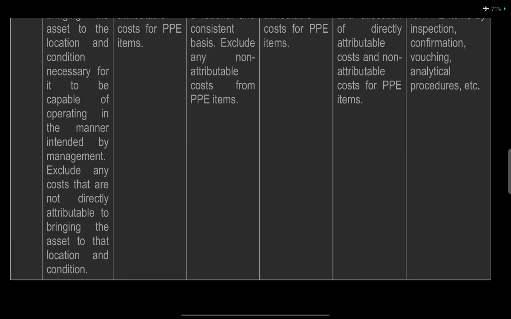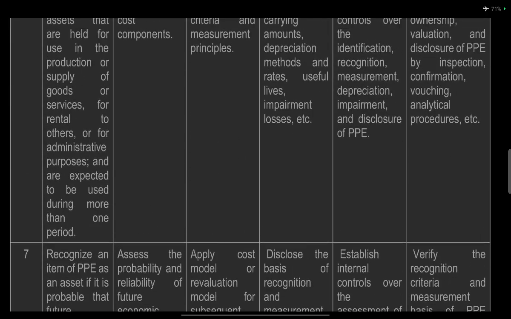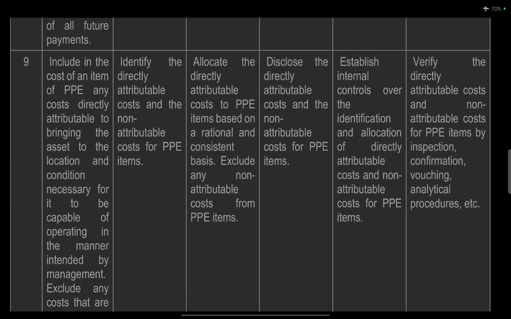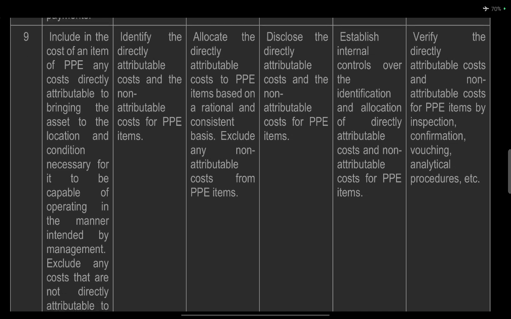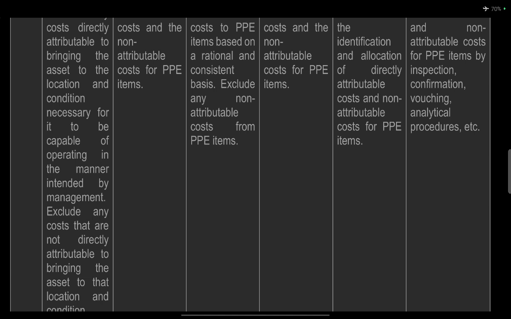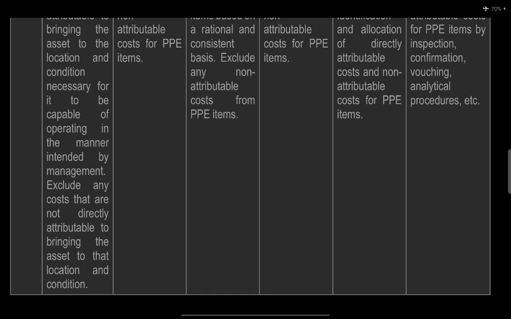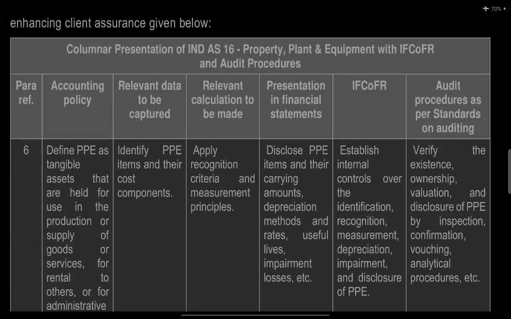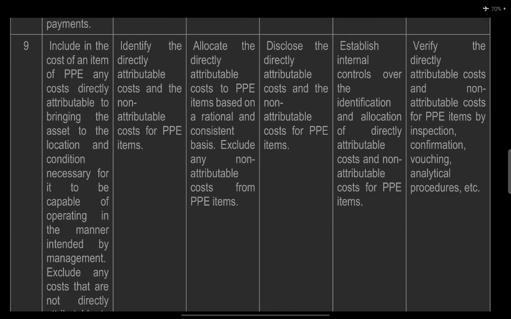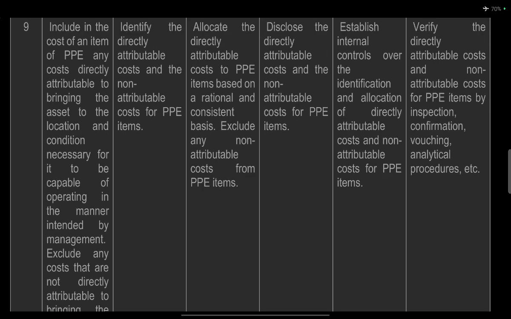Paragraph 9. What does paragraph 9 say as per the accounting standards, accounting policy? Include in the cost of the item of PPE any cost directly attributable to bringing the asset to the location and condition necessary for it to be capable of operating in the manner intended by management. Exclude any other costs that are not attributable to bringing the asset to the location. Then what relevant data is to be captured? Identify the directly attributable costs and non-attributable costs of PPE.